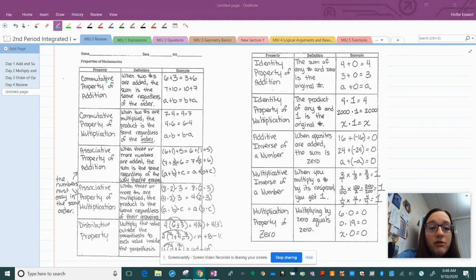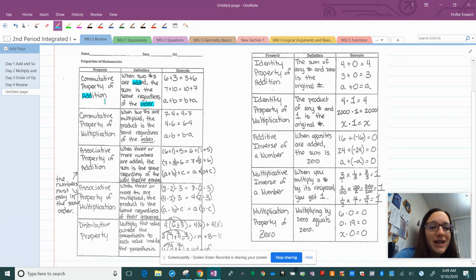So our commutative property of addition. The key is that adding is the operation. So when two numbers are added together, key, the sum is the same regardless of the order. So this is the one where we can put them in either order. We can mix them around and it's going to be the same thing.